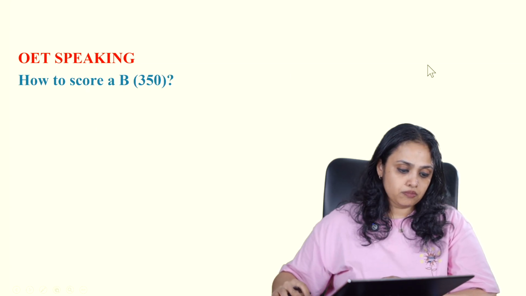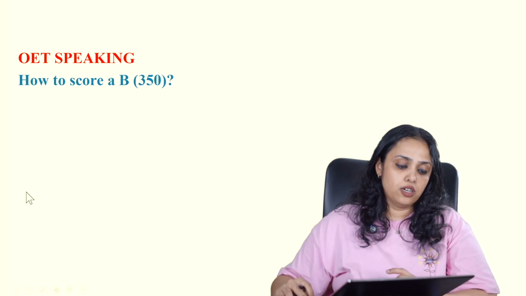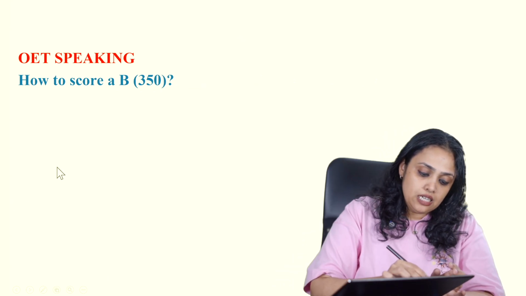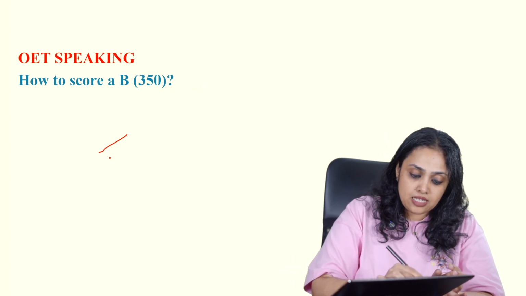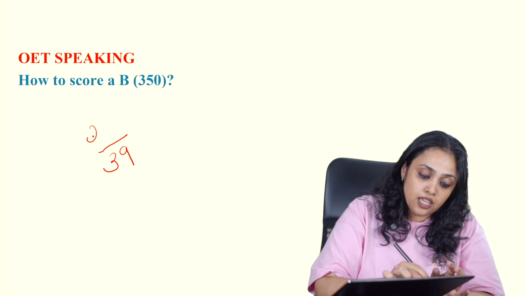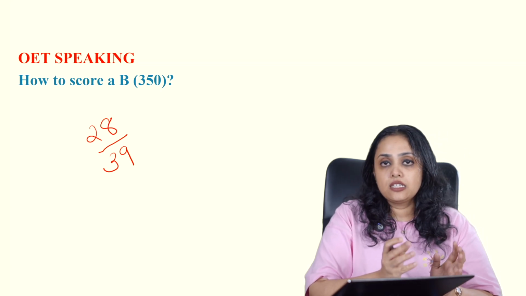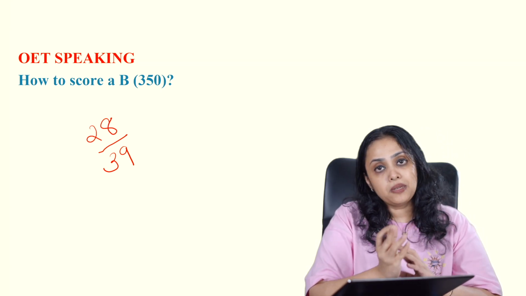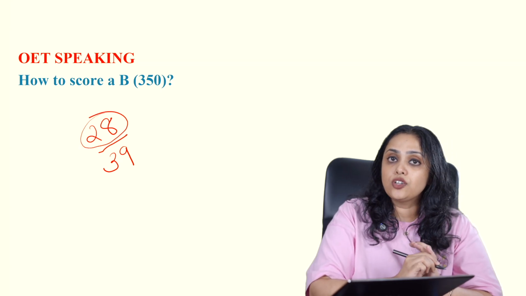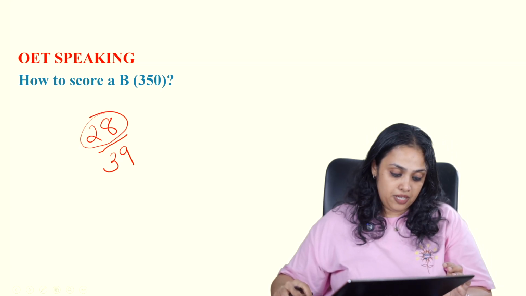Now, regarding the scoring for OET speaking, how to get a B grade? Again, this is based on assessment criteria. Summing up the scores for all the assessment criteria, the total is 39, and out of 39, if you get 28, that is considering the linguistic criteria plus the clinical communication criteria, then you can get a B grade.